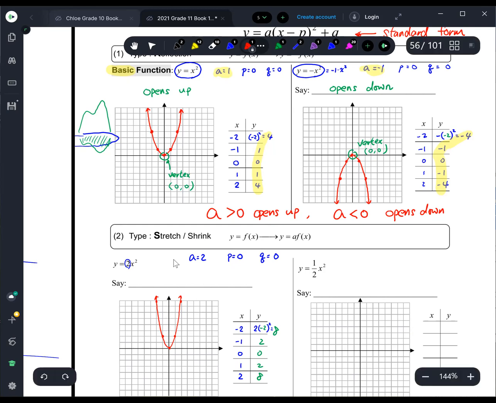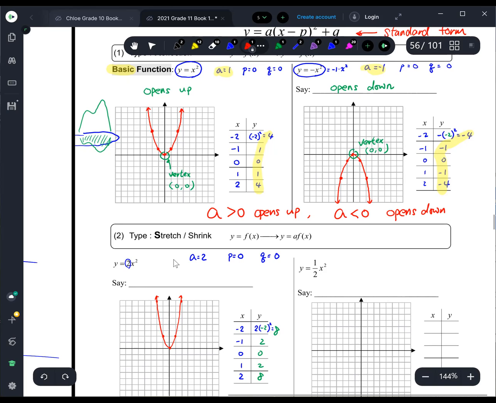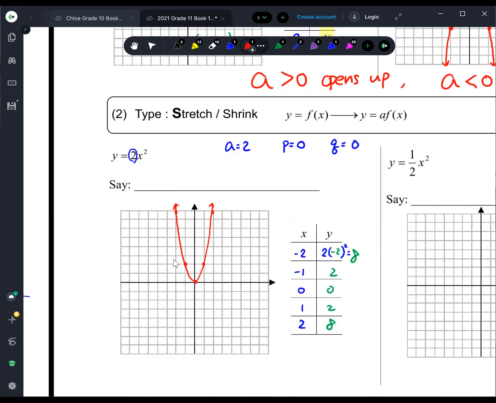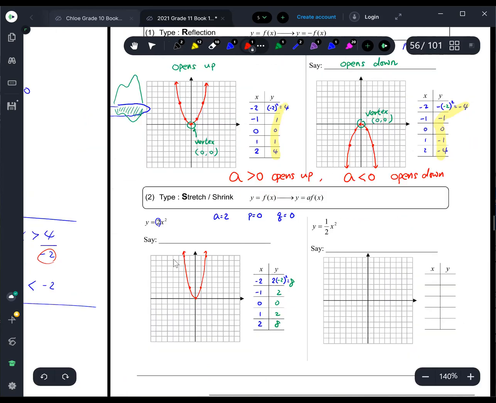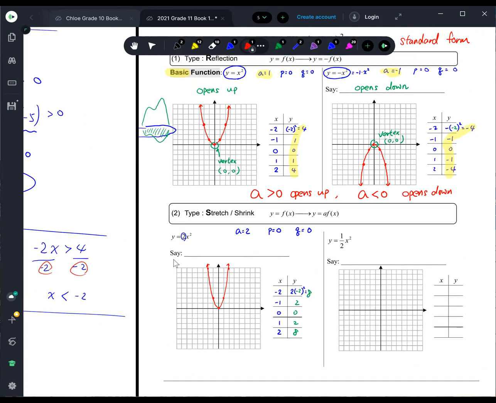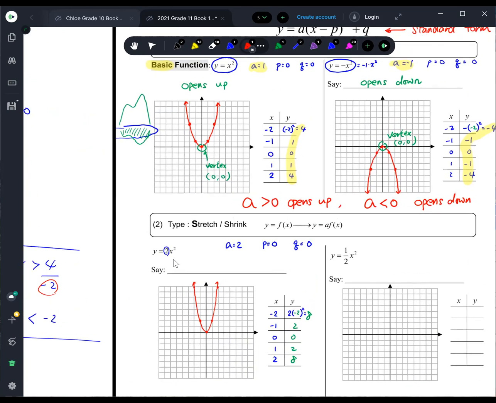Okay, I'll repeat the question. Please pay attention. Here is the graph we just got, right? Okay, how would you describe what changed? What happened to the shape compared to the basic? It's longer, it's more narrow, and like the tip is more pointy.